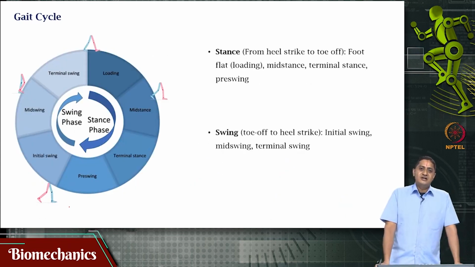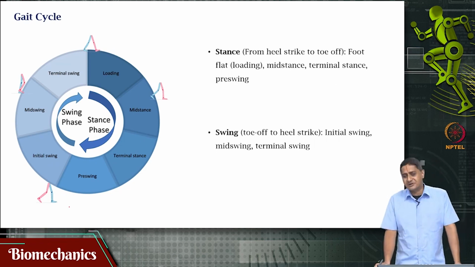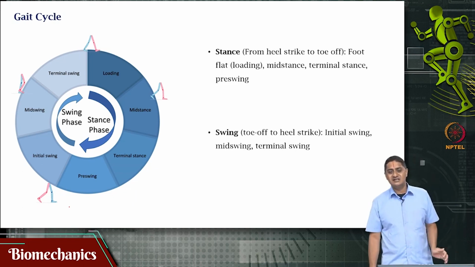So, in general, we can divide the Gait cycle into two broad halves, not necessarily exact halves, okay. Two broad parts. One is stance. This is the time when a given foot is in contact with the ground. This is the time between heel strike and toe off of that foot. This is the time when the heel is striking.